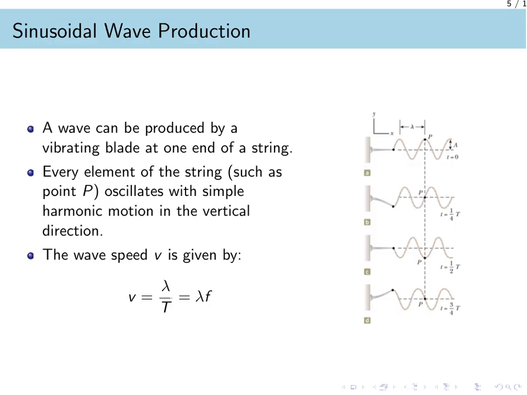The speed of the wave is determined by the relationship where velocity equals wavelength divided by the period, which is also equivalent to wavelength multiplied by the frequency. This shows how the spatial and temporal aspects of the wave are linked.